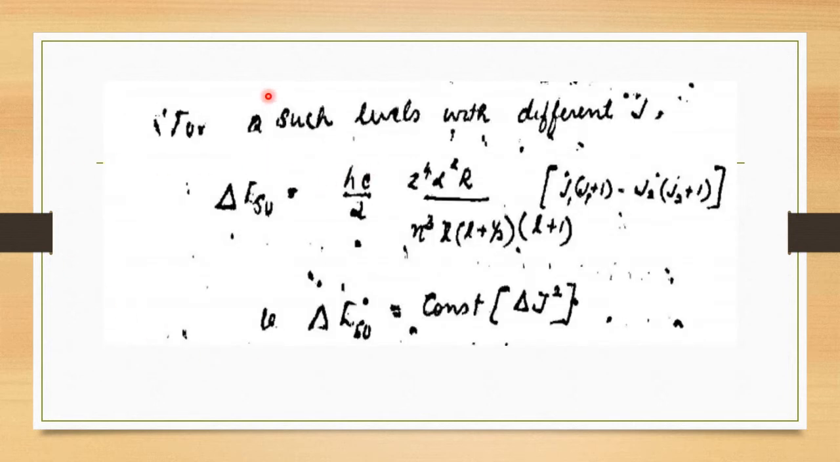Now for a level with different J values, the difference in the interaction energy term, delta E_SO, is equal to hc by 2 Z raised to 4 alpha square R by n cube L into L plus half into L plus 1. The difference will be only in the J value. So it is J1 into J1 plus 1 minus J2 into J2 plus 1. So this is the difference which occurs in the energy level term. So we have delta E_SO is equal to a constant term into delta J square. So delta J square defines the difference in the spin orbit interaction energy levels.